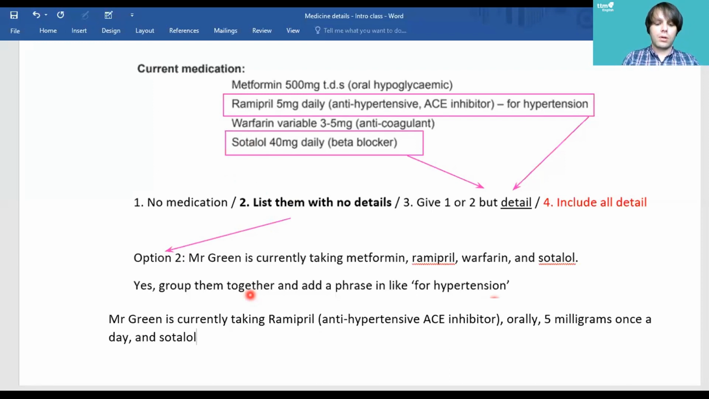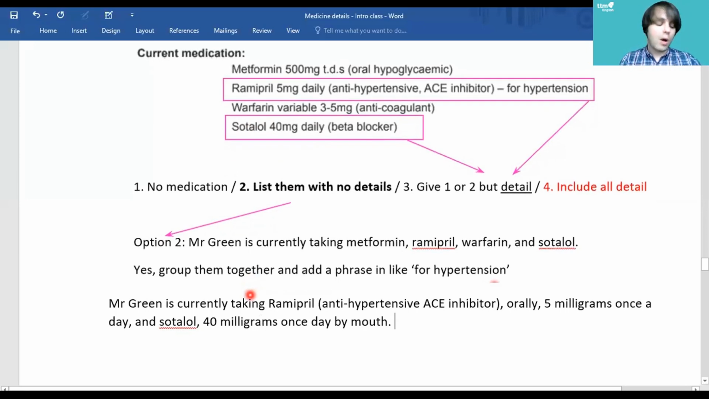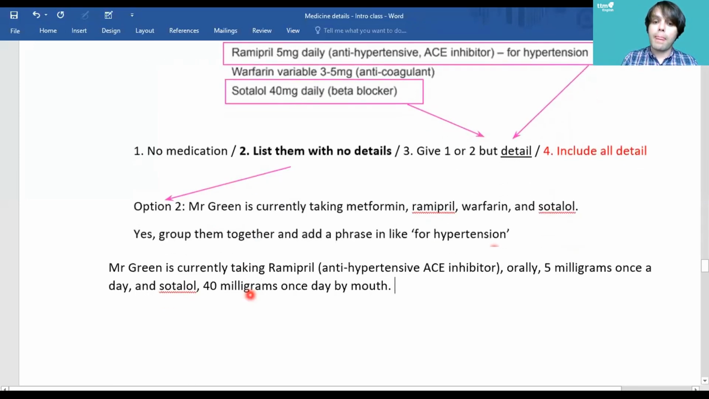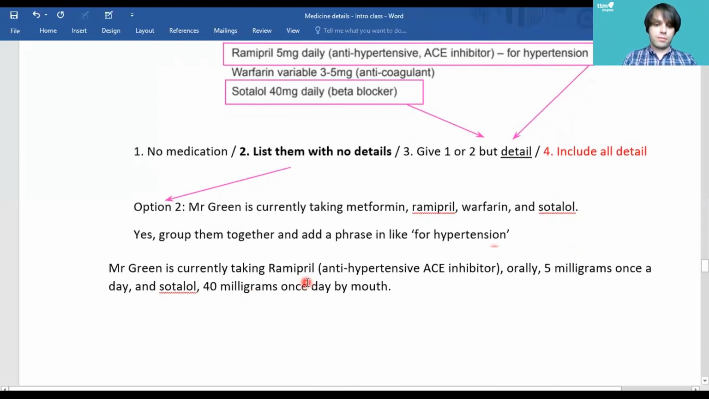Sotalol. Comma. 40 milligrams. 40 milligrams. Once a day. Once a day. Do I need to say orally? Yeah. By mouth, maybe. Why don't we say by mouth? Yeah. Okay. So there's a good example. Thank you, Han. I wish you'd given me loads of examples. Once a day. You can say once a day. Yep, sorry.